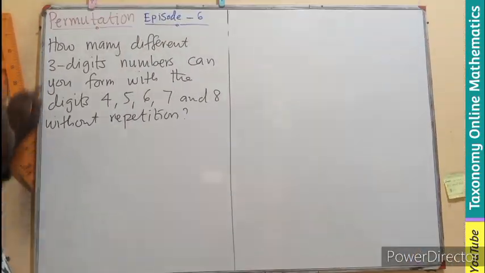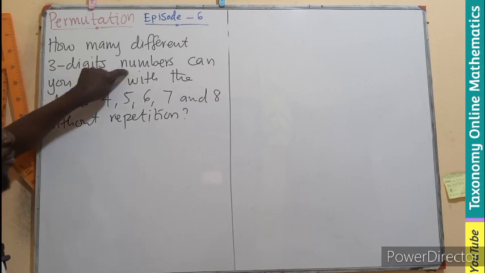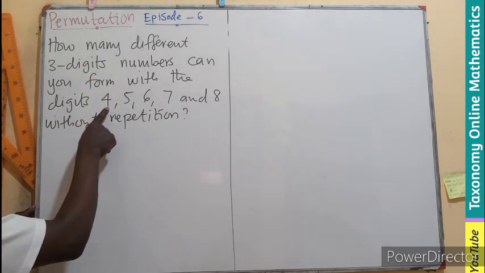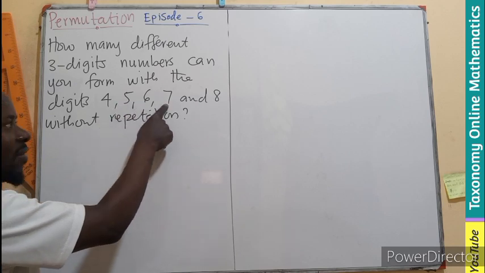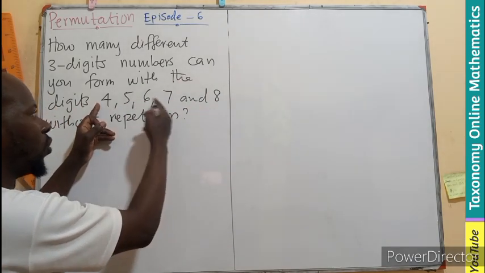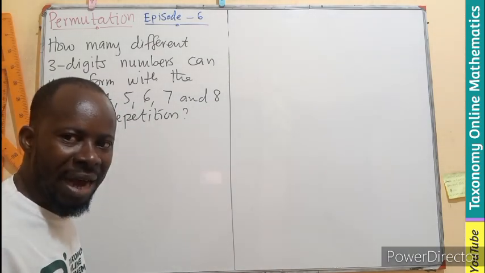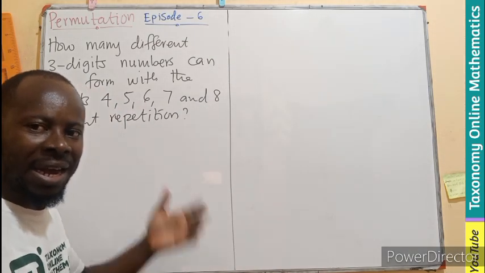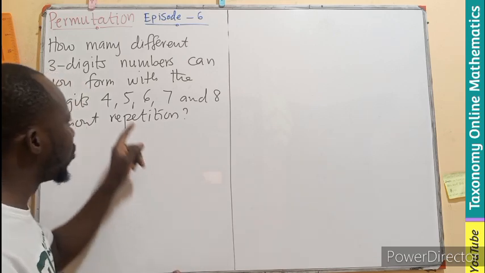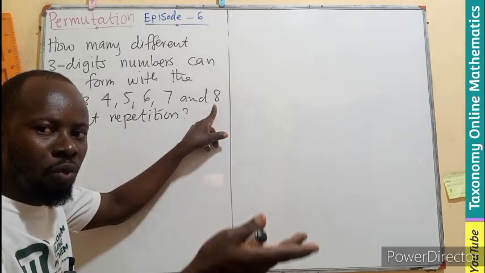Let's look at this one. How many different 3-digit numbers can you form with the digits 4, 5, 6, 7, and 8? So simply put, we want to pick from 1, 2, 3, 4, 5. We are picking from 5 different digits. How many at a time? 3 at a time. So the first slot can be any of 1, 2, 3, 4, 5. That's 5 options to pick from.